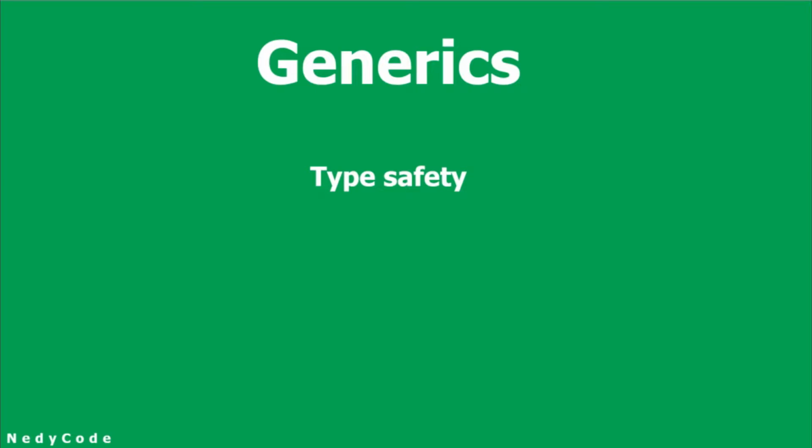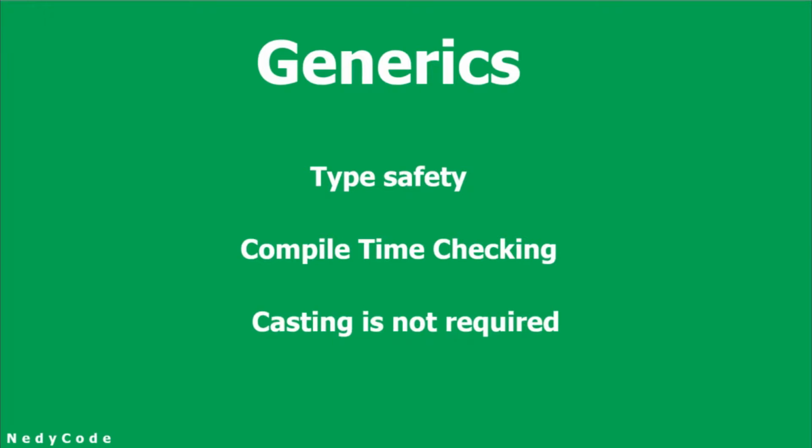Second, they will give us compile time checking. The type checking and related exceptions will be at compile time, that means when we build our project, and not at runtime, when we release our project and get a program crash in production. And also, we don't need casting inside a generic class or generic method anymore.